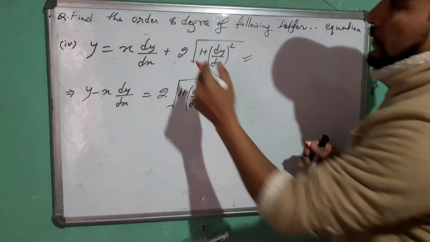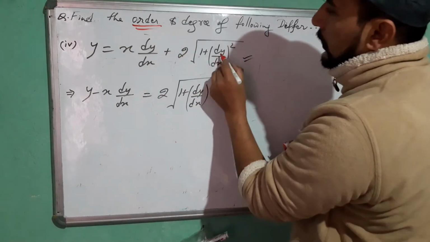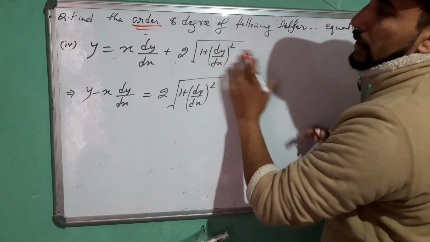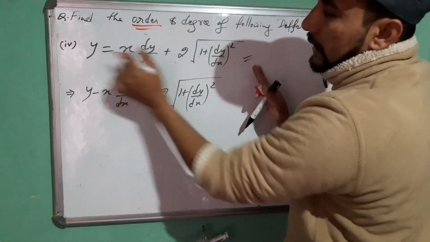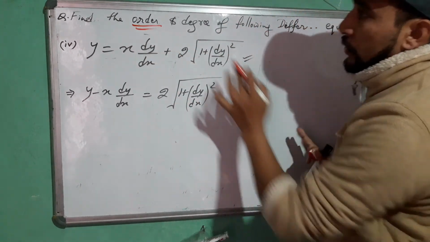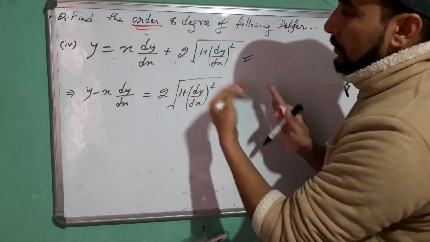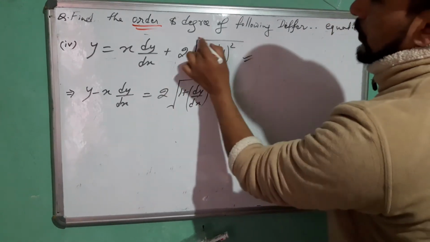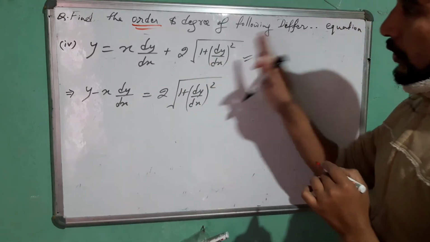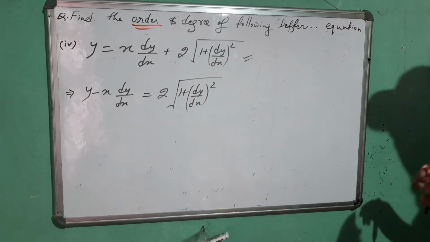Order is 1, because throughout this equation there is a dy/dx only. So order is 1. For degree there might be some complications, because here you have a root. So in order to check the degree we are simplifying this one.